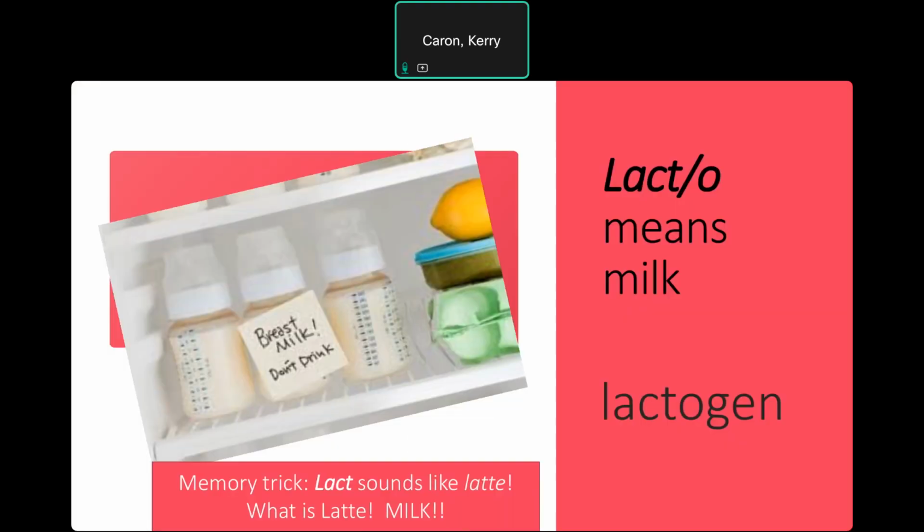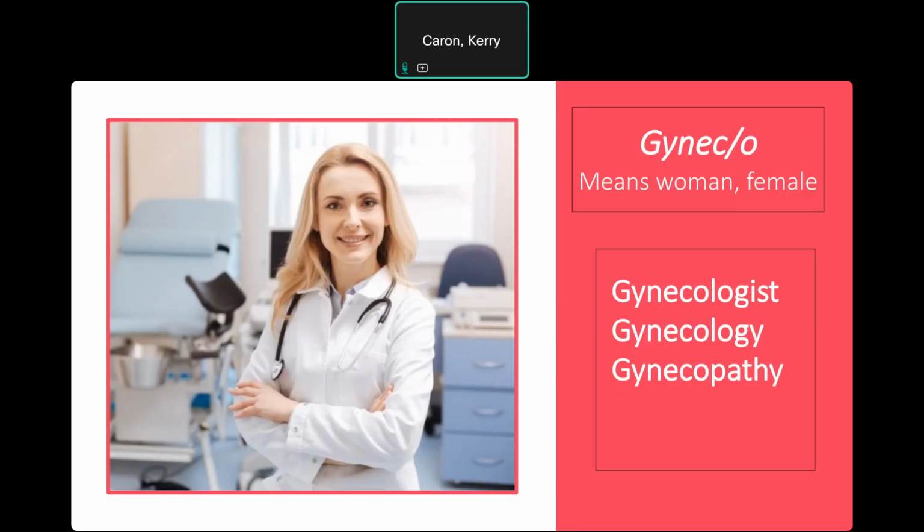Lacto, I just mentioned this when we were talking about lactation with the mammary glands. Lacto means milk, so a lactogen means something that produces milk. Gyneco means woman or female. So a gynecologist is a specialist in the study of women. Gynecology is the study of women. Gynecopathy is the disease of women.